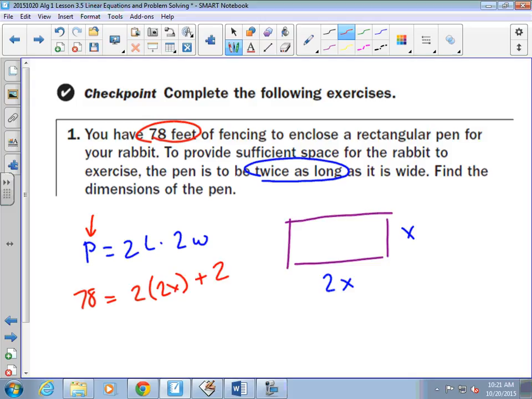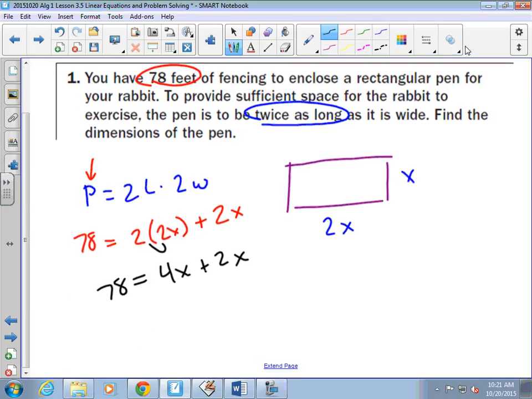What's our width according to the picture? No. What is our width? Simply x. So 2 times 2x is 4x plus 2x equals 78. Combine your like terms, 4x and 2x. 6x equals 78. And in order to get x by itself, divide by 6.